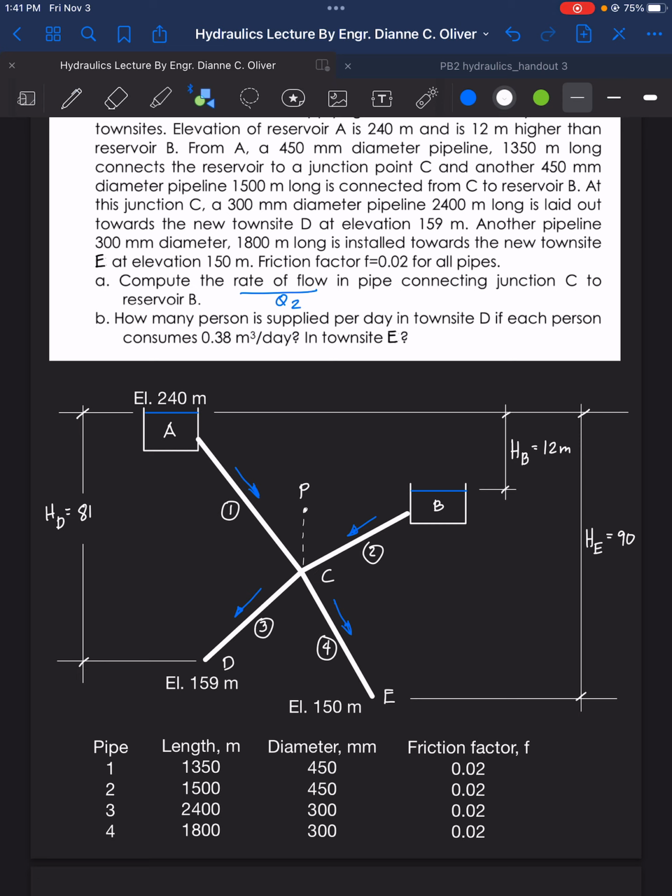Then for the HFs, this is our HF1. For our HF2, this is our HF3, for pipeline 3. Then this is our HF4 here.